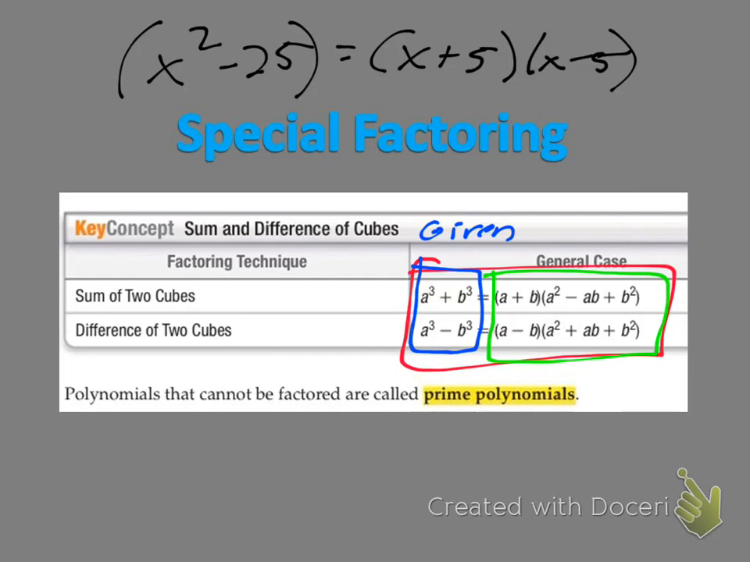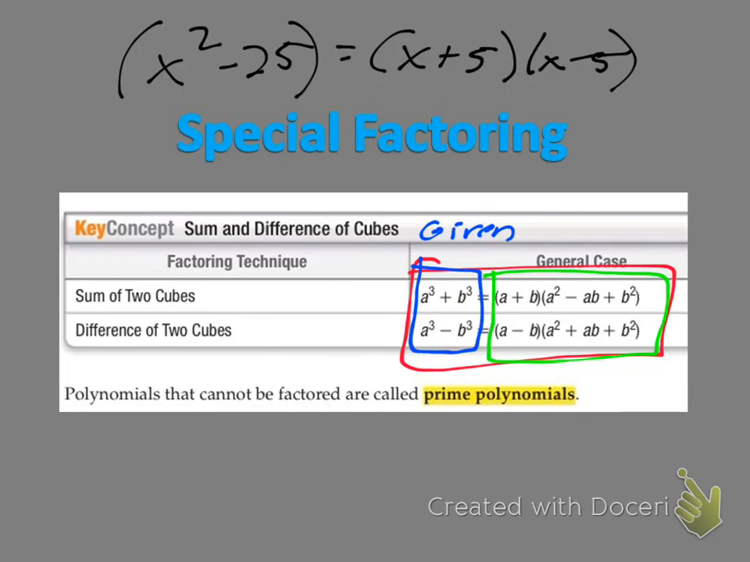What is the box on the left side? The box on the left side is what you're going to be given. No, I'm talking about the first one that says sum of two cubes. Oh, that's zoomed out. Sum of two cubes, difference of two cubes. Those are their names.